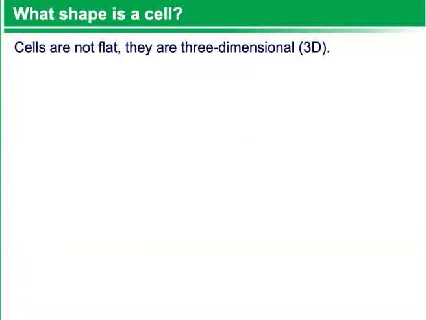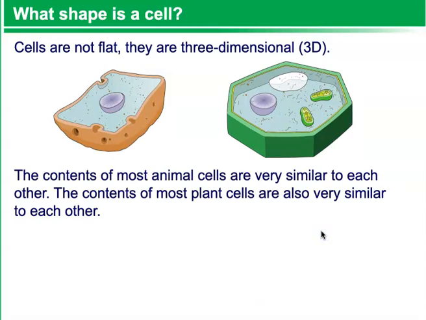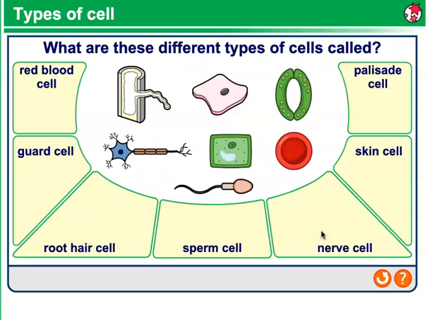So what shape are our cells? Cells are not flat. They're three-dimensional. The contents of most animal cells are very similar to each other, and the contents of most plant cells are also very similar to each other. Their shapes and sizes do differ between plant and animal cells. The 3D shape of a cell is determined by its location in the body of the organism and the job that it does. So there's many different types of cells. And what do we call the different types of cells?